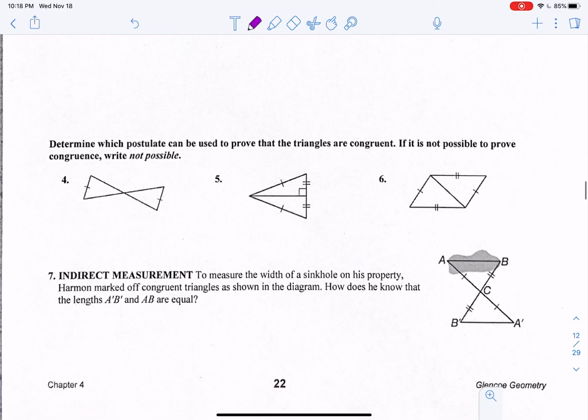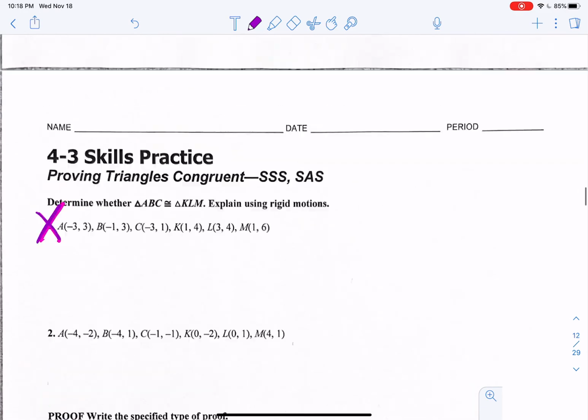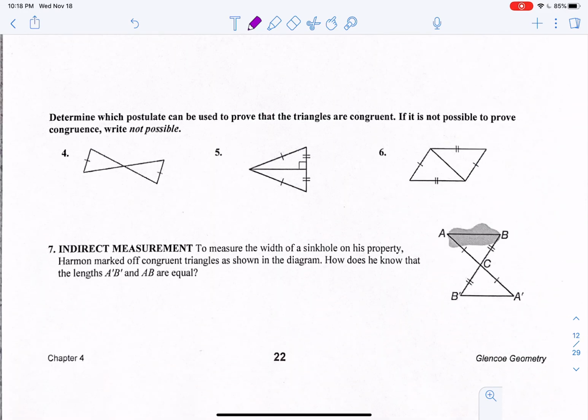I want to go through number 4, 5, and 6 on the first page, because they're asking for whether or not you can prove that the triangles are congruent. And they specifically want, can you use side, side, side? Can you use side, angle, side? Okay. So for number 4, I have that this side is matching this side, and that's all that I know. That's all that's marked anyway.